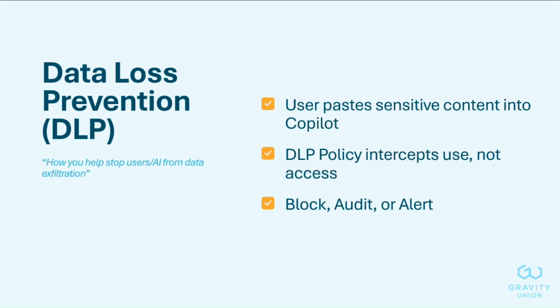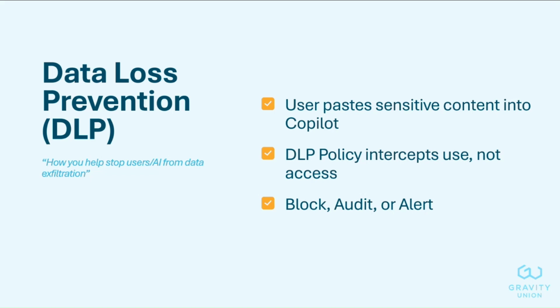I should mention that DLP complements sensitivity labels. It may seem like they're kind of the same, because there are some sharing controls in sensitivity labels, but DLP goes a level deeper. It does intercept the use of data. So as people are doing things, whether it's in Copilot or other places, it will show actions like block, audit, or alert, depending on what you've configured in your DLP policy.